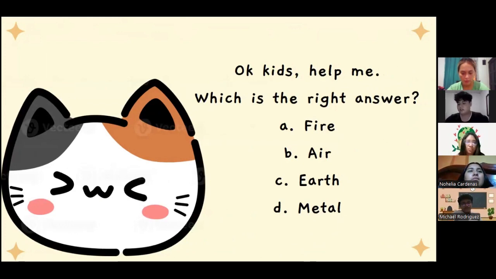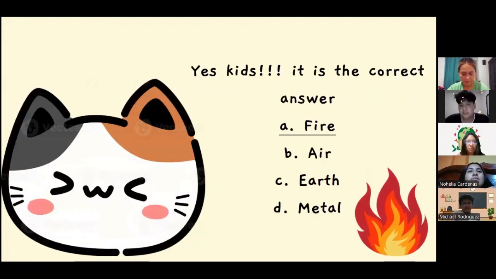So you have the option to use the different flashcards about the topic. For example, we have water, air, fire, and metal. And I choose one student, for example, Noelia, help me. So what is the answer? Fire, air, earth, or metal? Letter A, fire. Fire, okay. So you see the answer? Yes, it's correct, fire. So you continue.